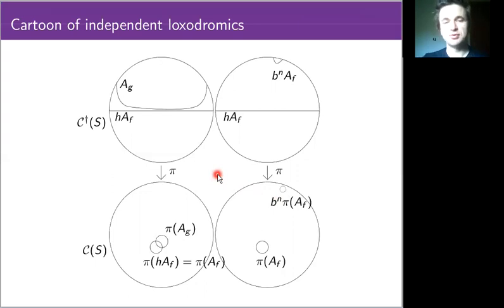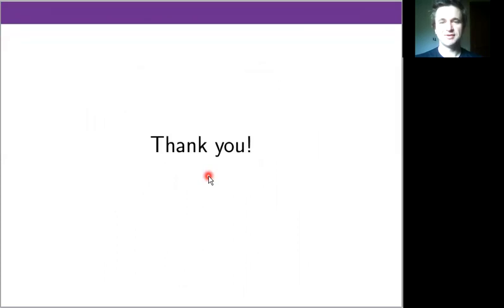Okay, so that's how we prove that certain loxodromics are independent. In our first version of our paper on arXiv, we found and constructed loxodromics that were independent in Diff. That was much harder, but it can be done. But today we just went for this neat proof for Diff naught. Okay, that's all I have to say. Thank you very much for listening.